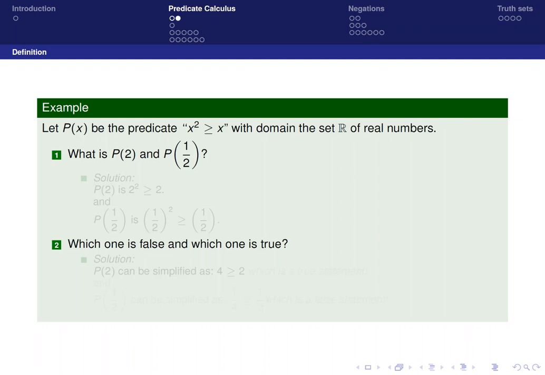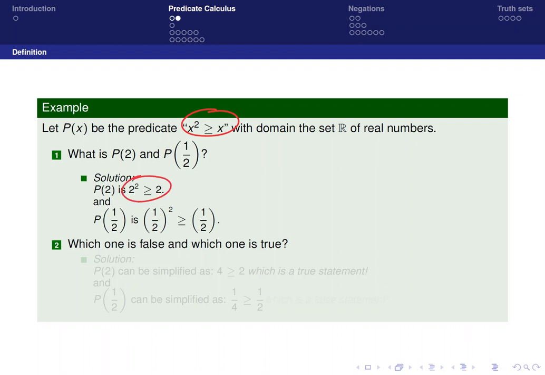So to figure out what p of 2 is, all I have to do is replace the x in my predicate with the number 2. And so I get 2 squared is greater than or equal to 2. For 1/2, I do something similar. I replace the x with 1/2 to get 1/2 squared greater than or equal to 1/2. So these are the solutions.